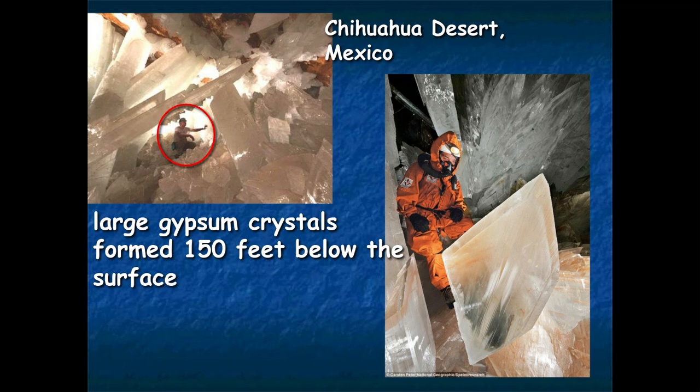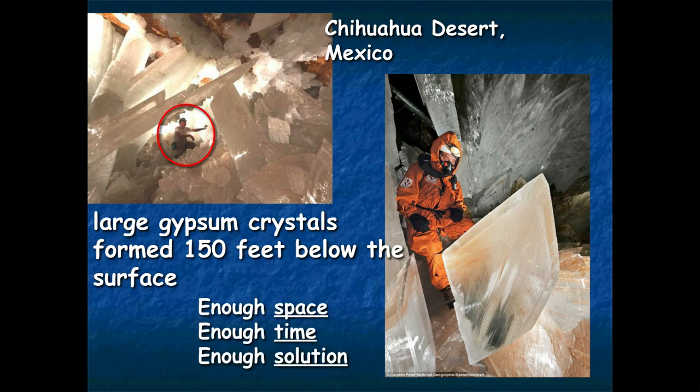What conditions must have been evident at that depth to be able to let these large crystals form? And you got it. It would be enough space, time, and solution. And interestingly enough, when they discovered this cavern of these beautiful gypsum crystals, to get down there, they had to take out the solution, because these were all saturated, in a type of solution.